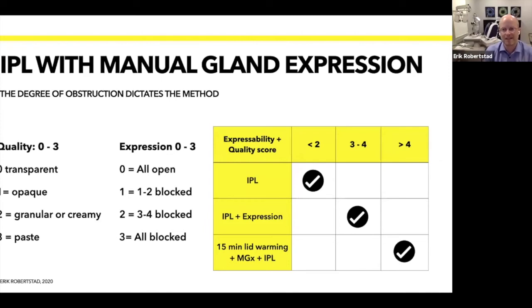What matters is that when the patient leaves your practice, the effect you create with the IPL treatment can actually take effect by the glands being able to let go to produce more healthy meibum.